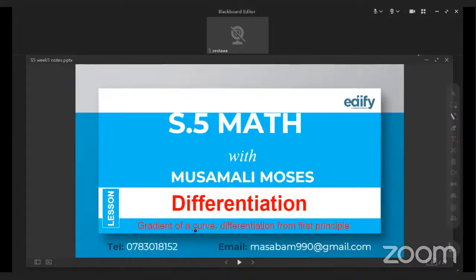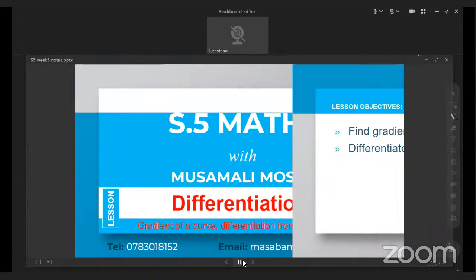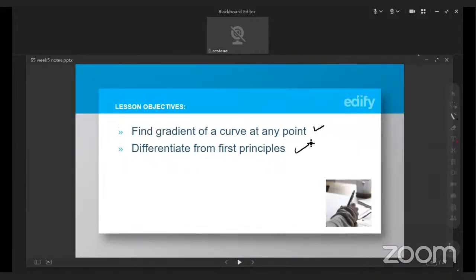Now, today we are going to look at two things. God willing, if our time allows, we're going to look at the gradient of a curve and also differentiation from first principles. Those are the two things I want us to have in mind. When we talk about the gradient of a curve, these are the two things we are going to focus on: finding the gradient of a curve at any point and also differentiating from first principles.